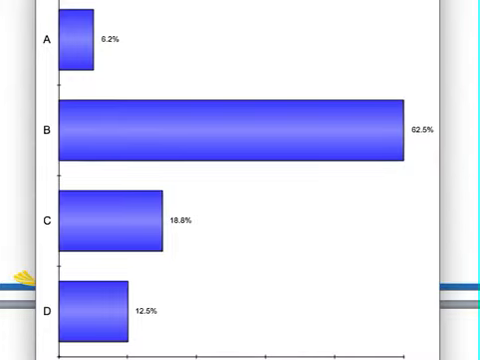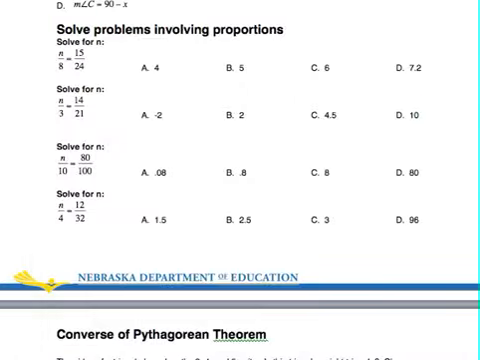Okay, the majority of you have B. Let's see who was right. How we solve this is we cross multiply. I start with this one right here, and if I cross multiply along that, I get 24n equals, cross multiply along that, 15 times 8 is actually 120. Now you're going to divide both sides by 24, and you should get n to equal 5.